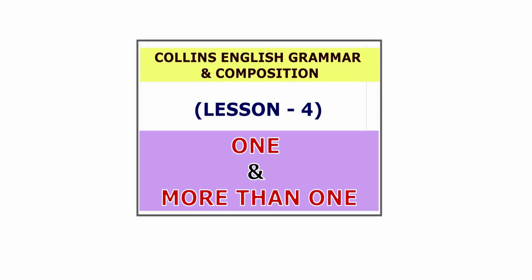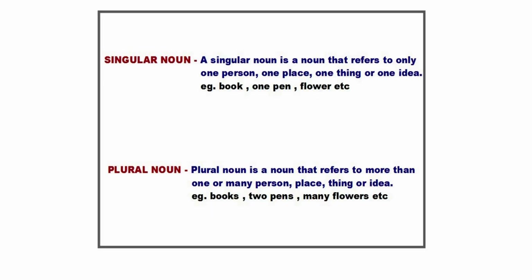Come to lesson 4, that is one and more than one. In this, you have to know what is a singular noun and what is a plural noun. A singular noun is a noun that refers to only one person, one place, one thing, or one idea. Example: book, one pen, flower, etc.